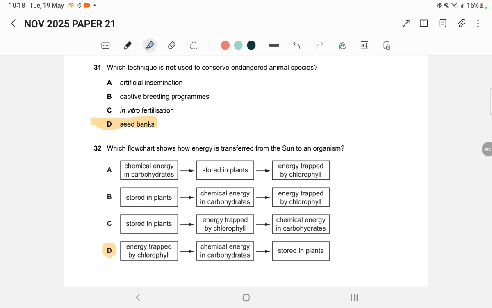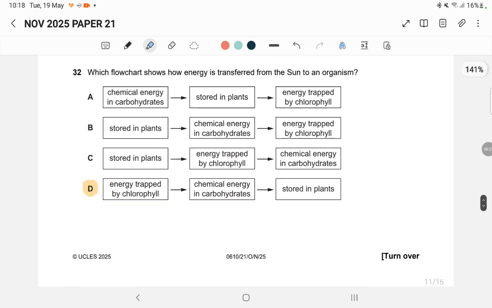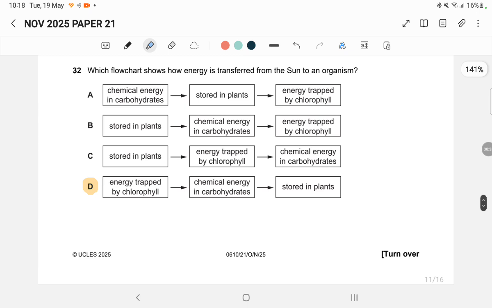31. Which technique is not used to conserve endangered animal species? So of course seed banks, because seed banks are not animals. Seeds are seeds, they are not animals. But A, B, and C are all for animals. For example, A and C are used for increasing the population number. B also increases population number. So of course this question is really basic and common sense.